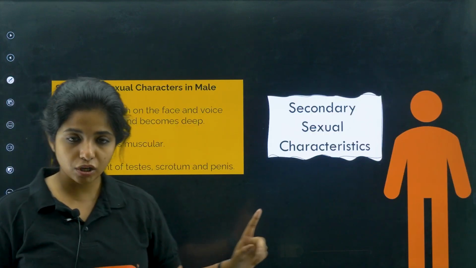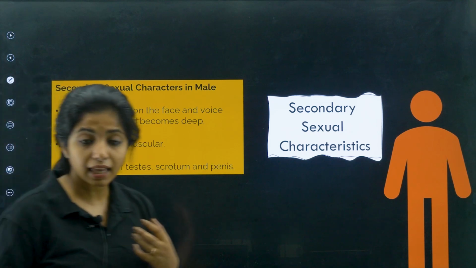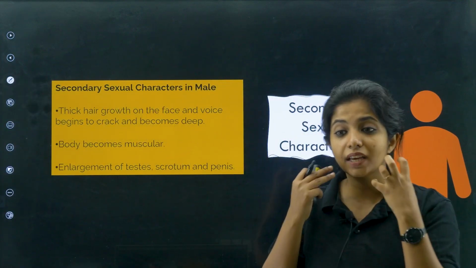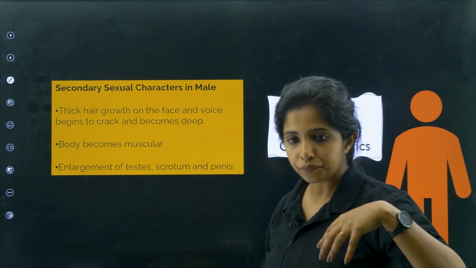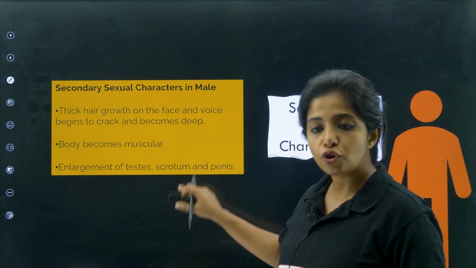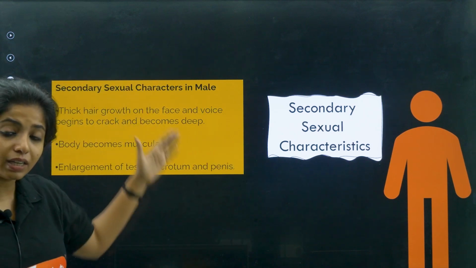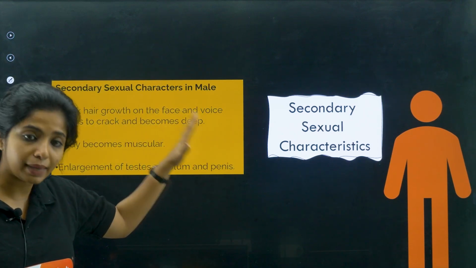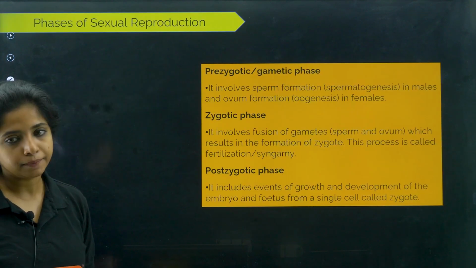Now in the case of males, males also have certain things. Thick hair growth on the face, and the voice begins to crack and become deep. So you'd be having thick hair growth, the beard and the mustache will come. The body becomes more muscular. Enlargement of the testis, scrotum and the penis will also be seen. So these are the three things exclusively in the case of males. Again, remember all the secondary sexual characteristics, very important.